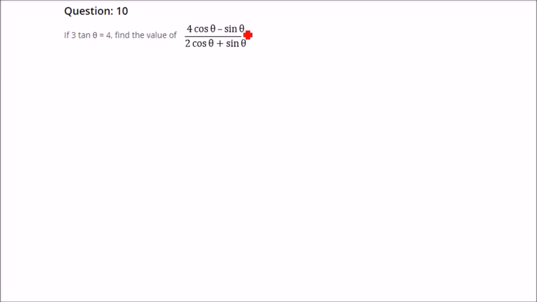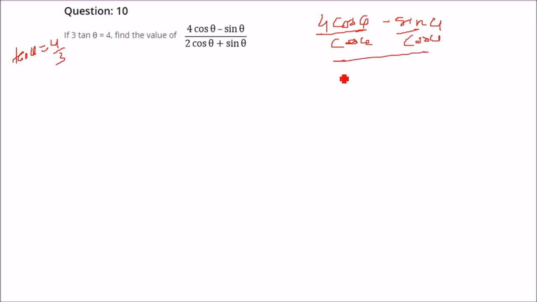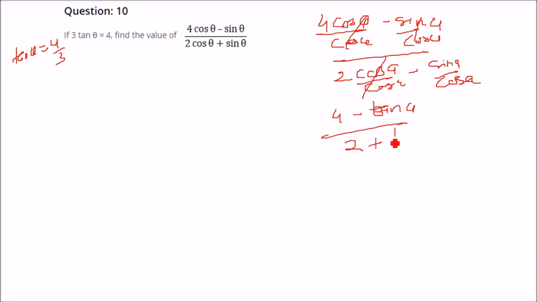Here also same thing. Tan theta is 4 by 3. So tan theta is given as 4 by 3. So let us divide the numerator and denominator by cos theta. Every term will be divided by cos theta. So 4 cos theta minus sin theta by cos theta, and 2 cos theta by cos theta plus sin theta by cos theta. This is 1, this is 1, this is tan theta, this is tan theta. So what do you get? 4 minus tan theta by 2 plus tan theta.